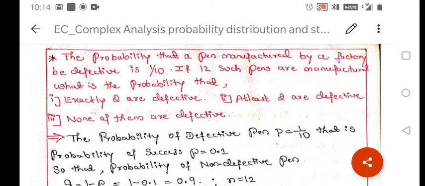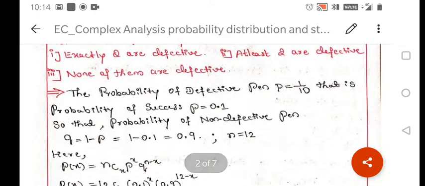The probability that a pen manufactured by a factory is defective is 1 by 10. If 12 such pens are manufactured, what is the probability that first, exactly 2 are defective, second, at most 2 are defective, and third, none of them are defective?